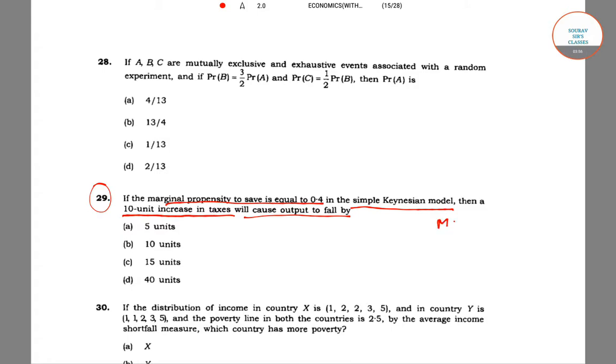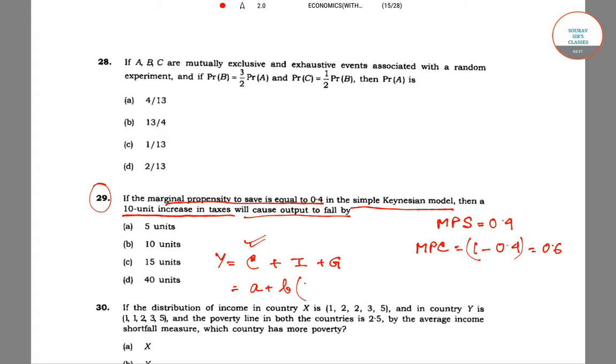So from the question it is given that MPS, that is marginal propensity to save, is equal to 0.4, and as we all know, MPS plus MPC is equal to 1. So the value of MPC will be equal to 1 minus 0.4, that is 0.6. This is the value of MPC, and there is an increase in tax by 10 units. So now we will write the formula of output, that is Y equals C plus I plus G, and this C has two components, one is fixed and the other is variable. So we write A plus B into Y minus T, where A is the fixed consumption and B into Y minus T is the dependent consumption, which depends upon the disposable income, which is Y minus T, and here B is the MPC or marginal propensity to consume, and I plus G.